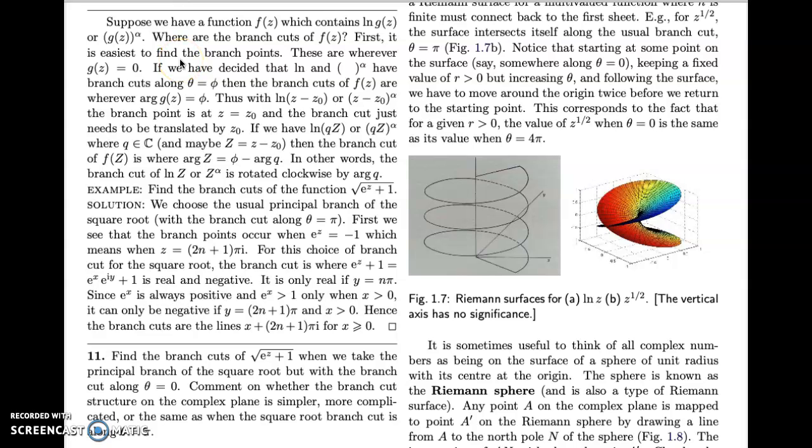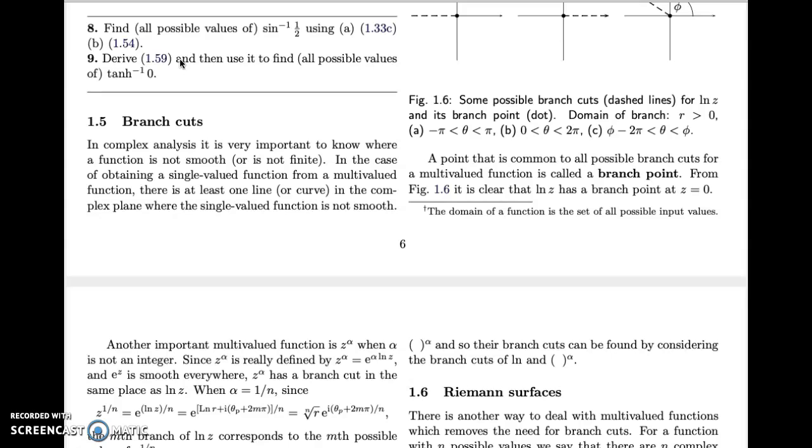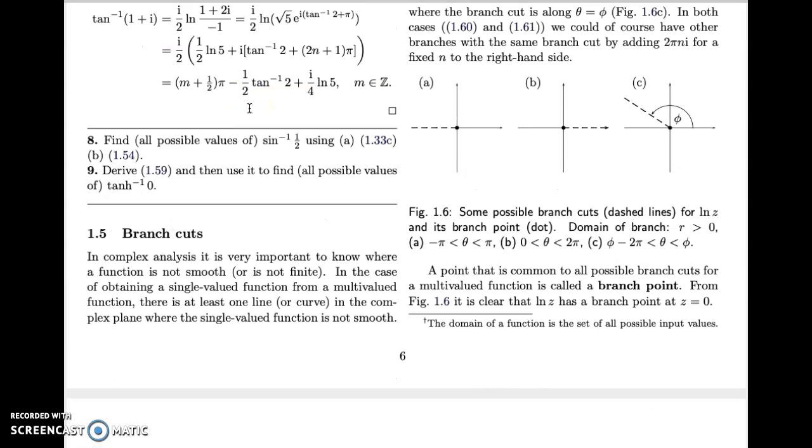Okay, so talking about branches, just to recap, this is really all to do with the simple fact that when you measure an angle, it starts from 0 and then goes to pi. Then you have an option. You can either choose your angle to go from 0 to pi and then stop there and then jump and go from minus pi back to 0.